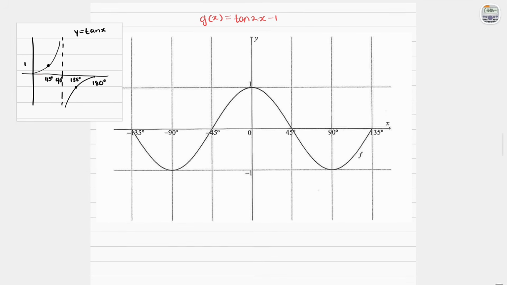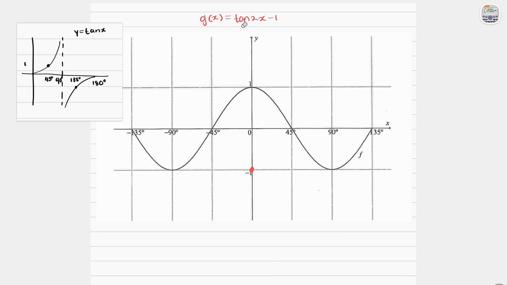Okay, so this is what we have and let's just plot. At 0 degrees, we can start at 0. For just the tan 2x part, it's going to have a y value of 0, because if you substitute 0 there, 2 times 0, you're just going to get 0. But then when we say minus 1, we're going to get a negative 1. And then at 45 degrees, what do we have here?